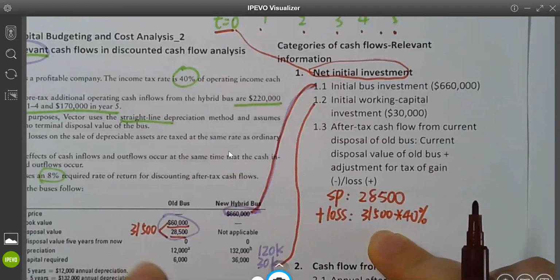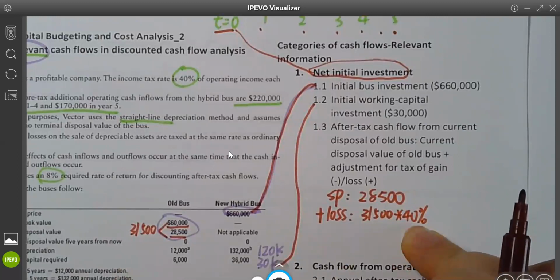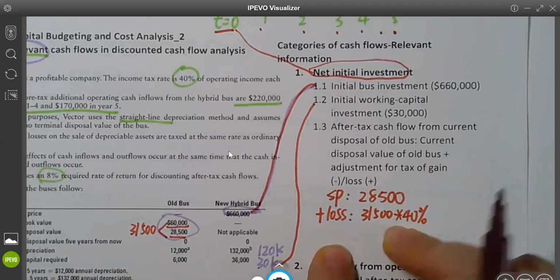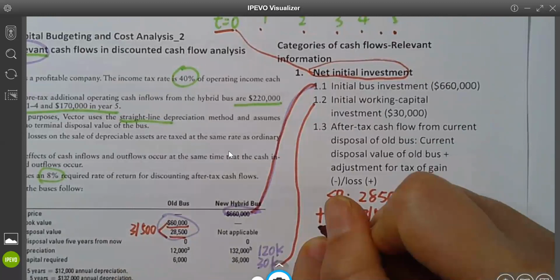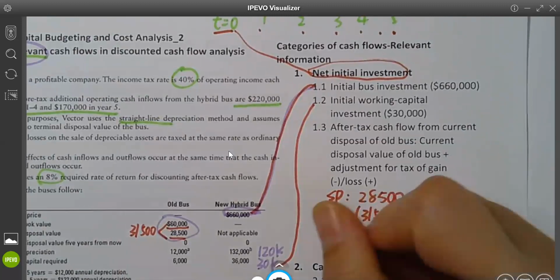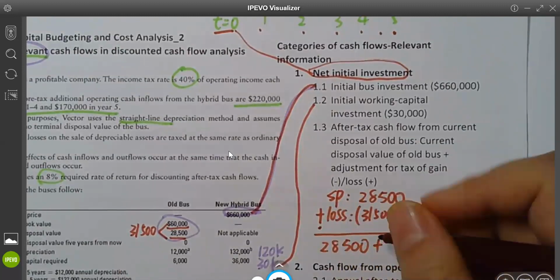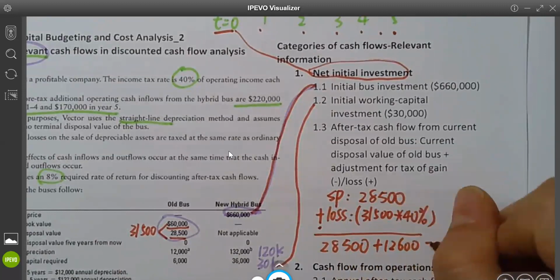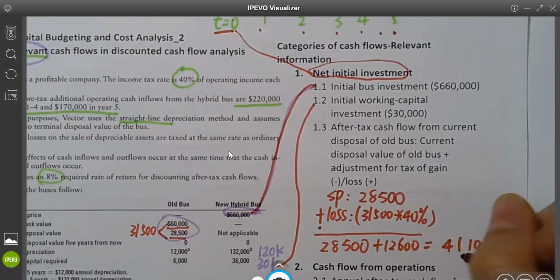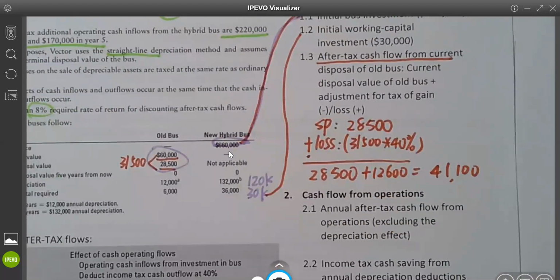Because of the loss, your operating income will decrease by 31,500. So you pay 40% less tax based on it. So that's the reason you add tax saving from loss. When you have a gain, you have to subtract because you pay more tax. So from that, we can say it's 28,500. We add tax saving 12,600. We got 41,100 as after tax cash flow from selling your old equipment.